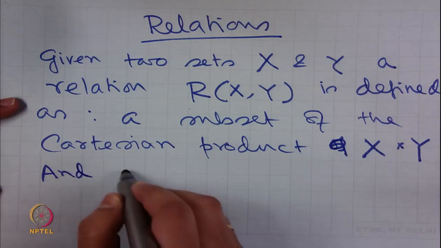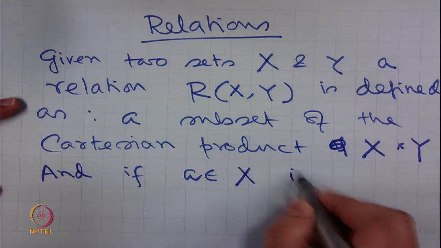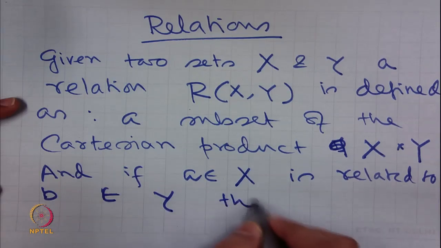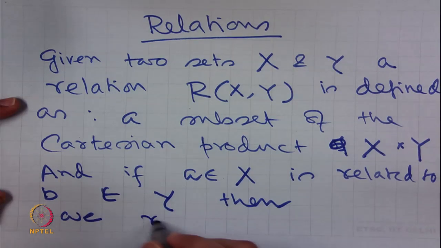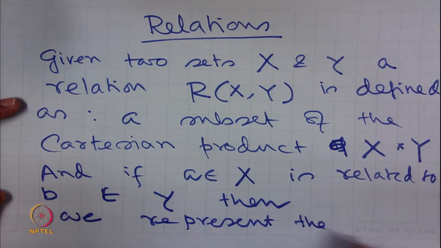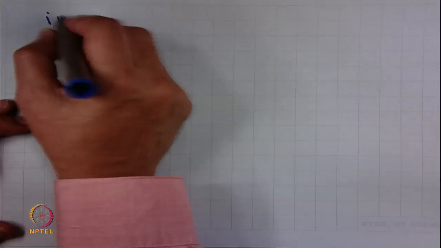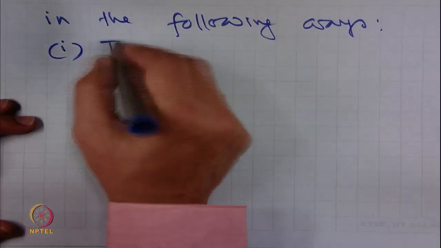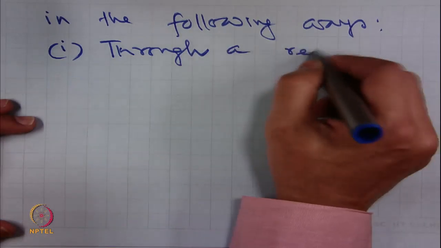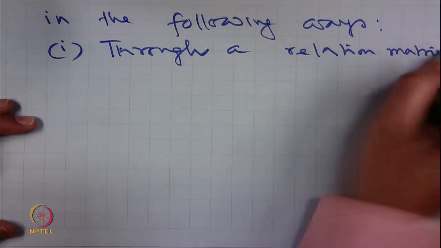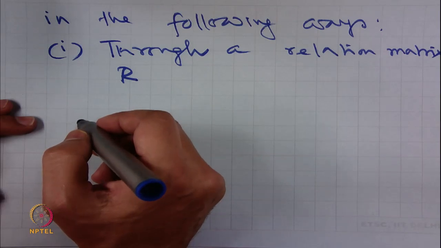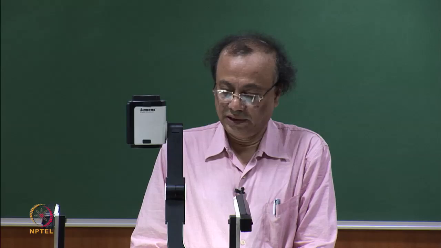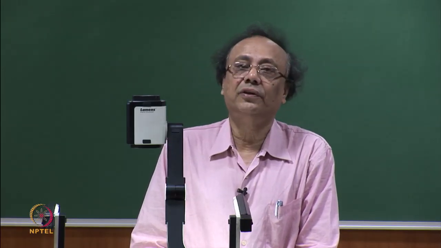If A belonging to X is related to B belonging to Y, then we represent the relation in the following ways. Through our relation matrix R, where for a crisp set R_ij is going to be 1 if the ith element of set X is related to the jth element of set Y, and it is going to be 0 otherwise.